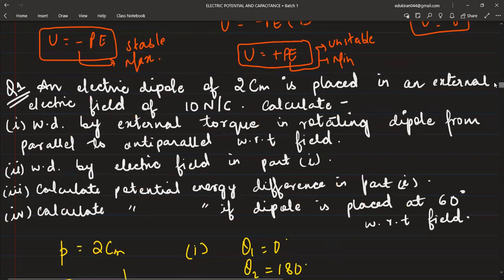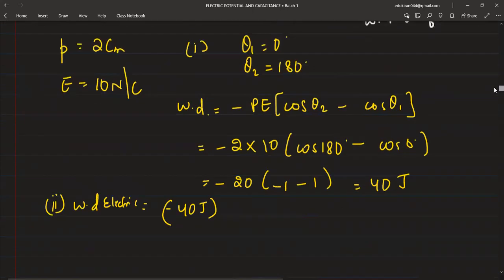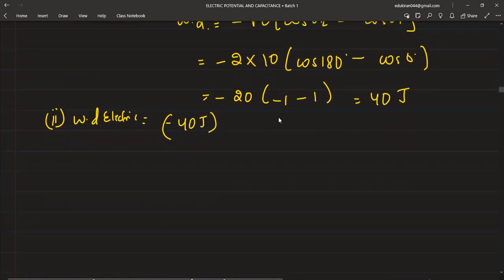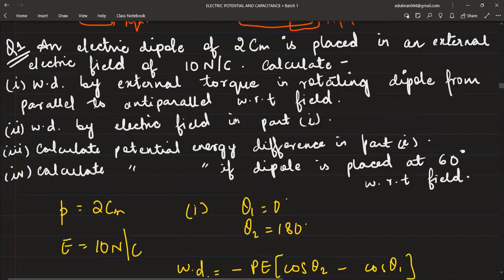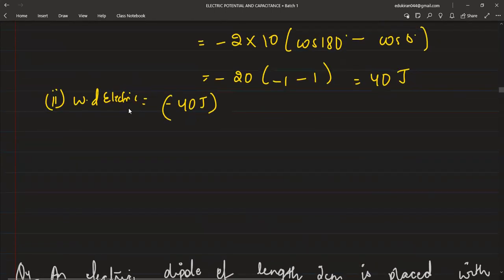Third part says calculate potential energy difference between part 1 and part 2. Okay, potential energy difference. See, potential energy difference is exactly the same as that of work done. So it is 40 joules.